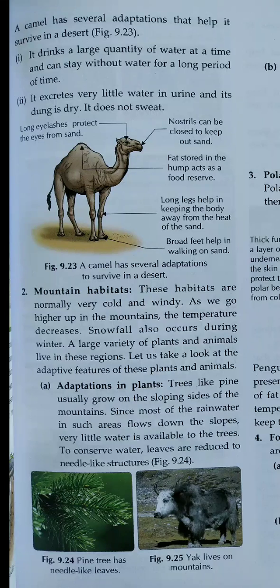First one is it drinks a large quantity of water at a time and can stay without water for a long period of time. It excretes very little water in urine and its dung is dry. It doesn't sweat. So it is well adapted to survive in a desert.